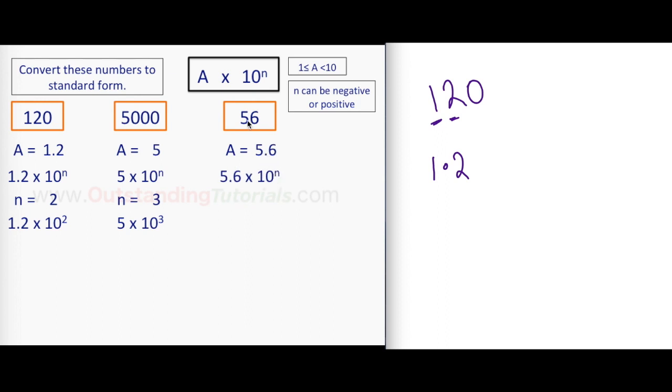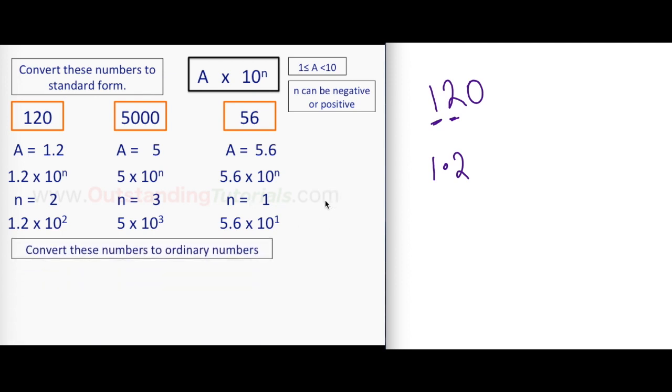So this number looks like this number. Well, it must move 1 place. Okay, that 6 is moving 1 place. So that means my n must be equal to 1. And that's 56 in standard form. Do I have another one? Okay, now the other way. I have a number.